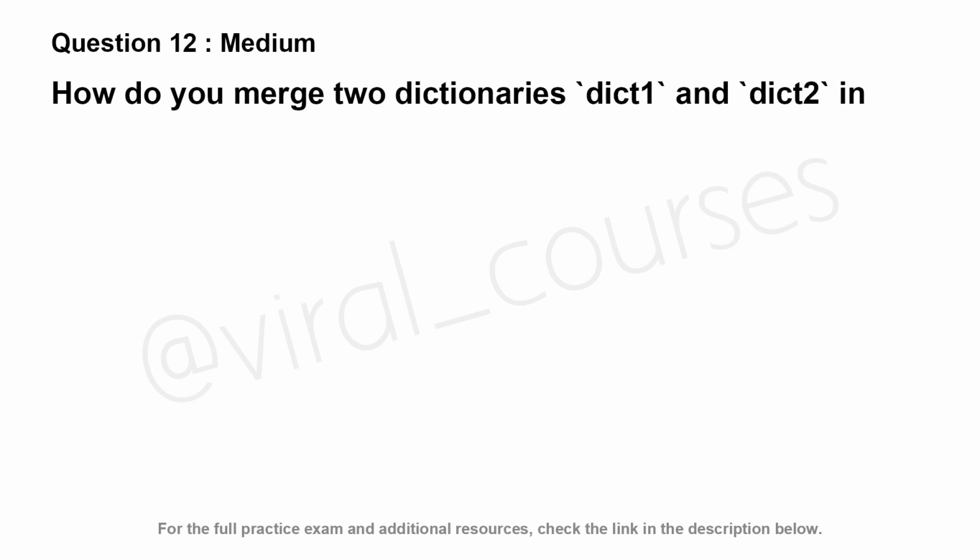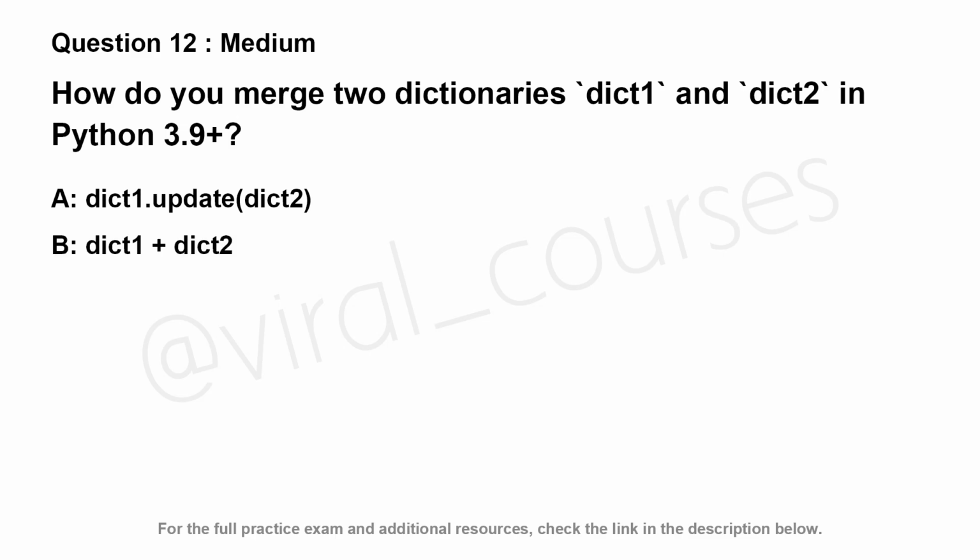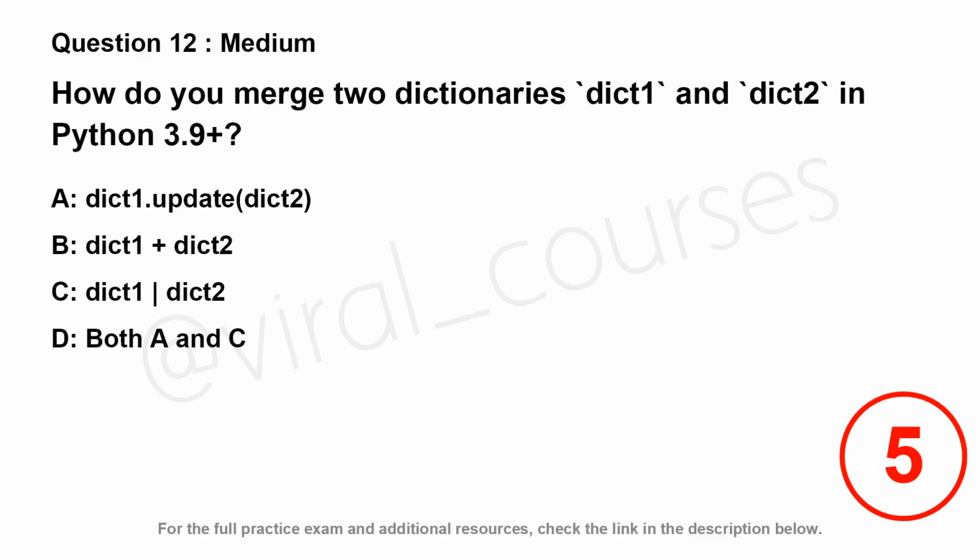How do you merge two dictionaries dict1 and dict2 in Python 3.9+? Option A. dict1.update(dict2). Option B. dict1 + dict2. Option C. dict1 | dict2. Option D. Both A and C.